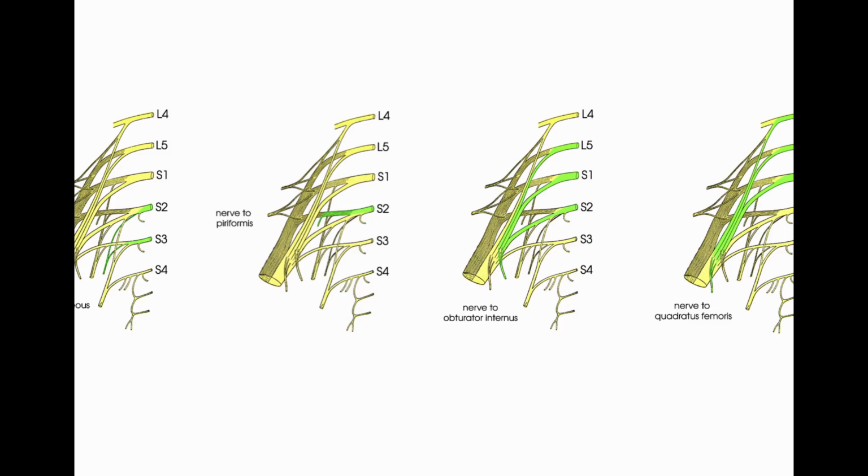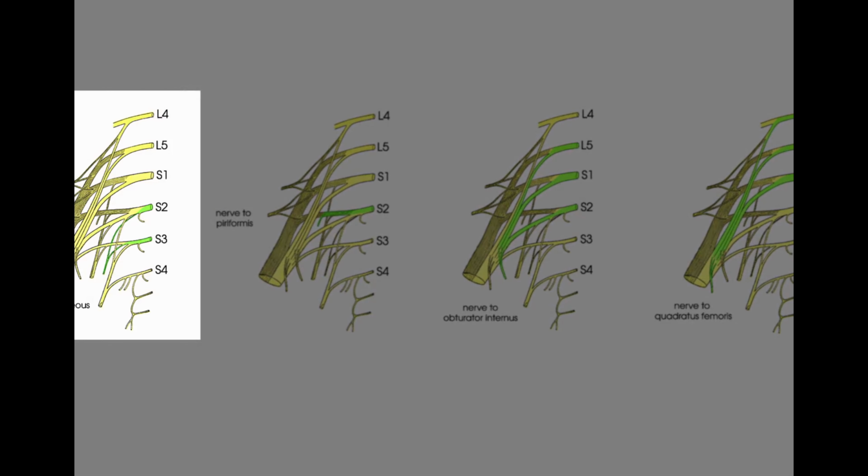We've taken a look now at the 5 major nerves of the sacral plexus, but in addition to these, there are a number of smaller branches. These tend to be nerves that directly supply muscles, with the exception of the perforating cutaneous nerve, which supplies the skin over the inferior gluteal region, and the pelvic splanchnic nerves, which innervate the abdominal viscera.